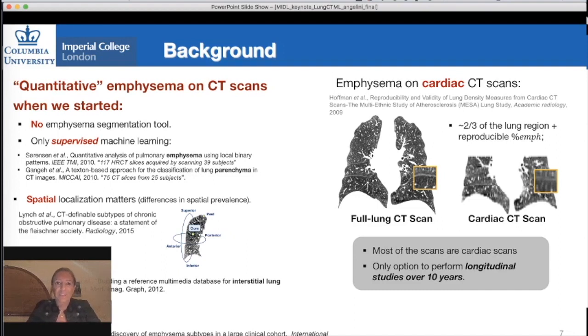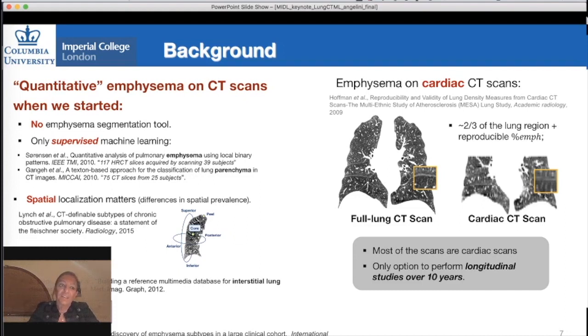So when we started about 10 years ago, the first thing we looked at is what's the current state of the art in terms of quantitative emphysema analysis on CT scans. And basically there were no emphysema segmentation tools available. The machine learning was only done in a supervised fashion, mostly by a group in the Netherlands.